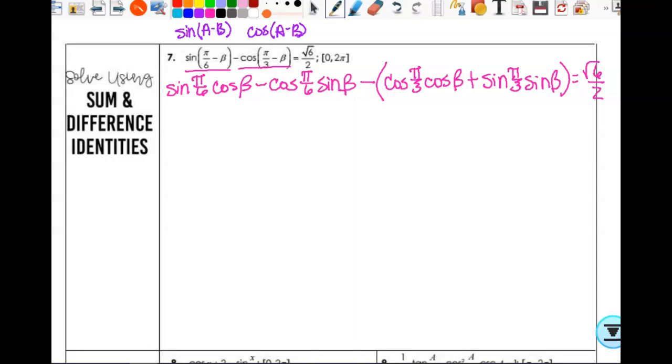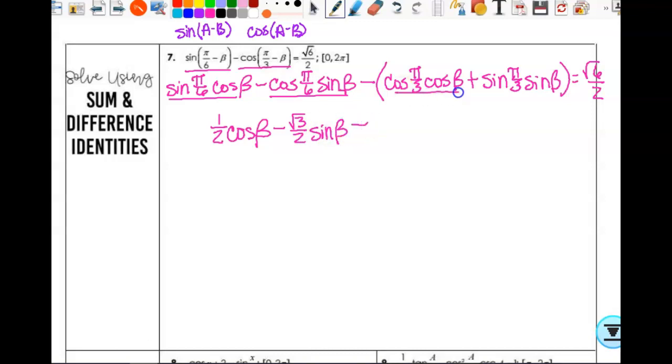Some of this we can actually calculate. Like what is the sine of pi over 6? 1/2. So this first part here is going to become 1/2 times the cosine of beta. Minus, what's the cosine of pi over 6? Square root of 3 over 2. So this minus the square root of 3 over 2 times the sine of beta.